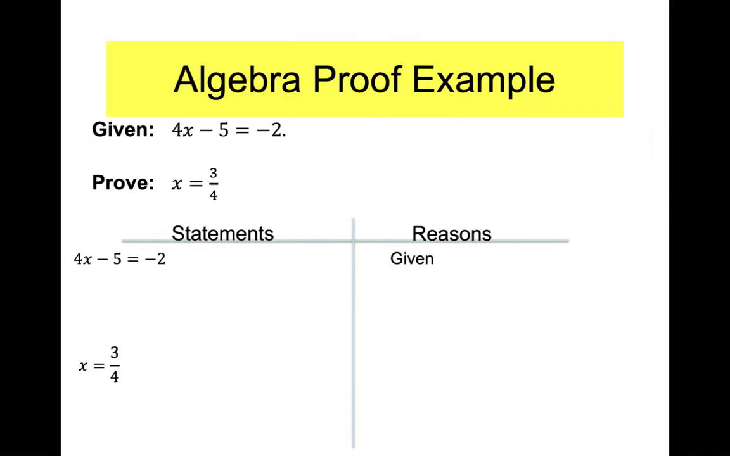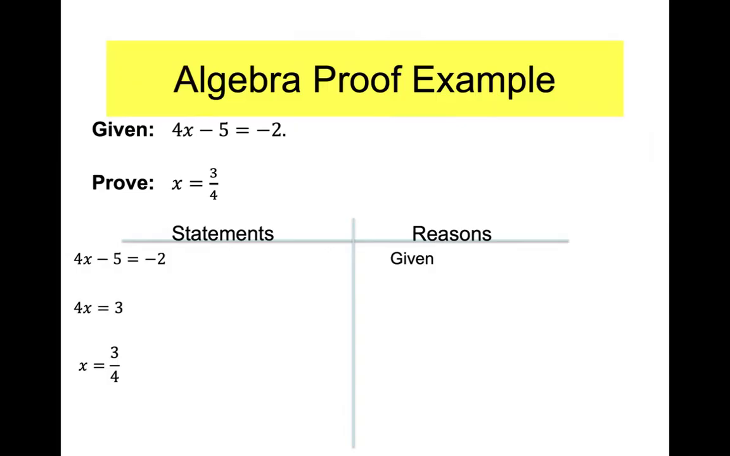Okay, so now what's left to do is to reason logically, in other words, make statements until we arrive at the prove part. So let's see, it's an algebra problem. If you were presented with that algebra problem, what would be your first step? And hopefully you're screaming at the screen and you're saying, I would add 5 to both sides. Okay, so let's add 5 to both sides. If I add 5 to both sides, I'd get 4x is equal to 3.